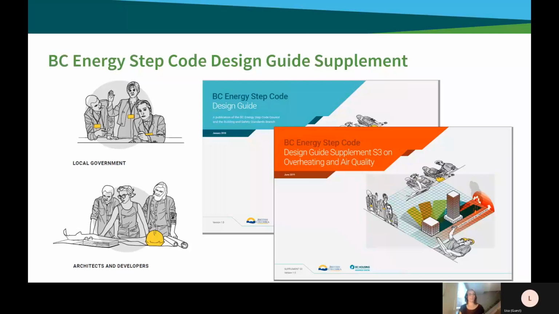And I'll be talking today about one of the resources that the MBAR program has released, which is the BC Energy Step Code Design Guide Supplement. This supplement outlines the strategies that designers can consider when they're looking to not only improve a building's energy efficiency, as required by the BC Energy Step Code, but also to mitigate the growing risk of overheating and air quality issues.